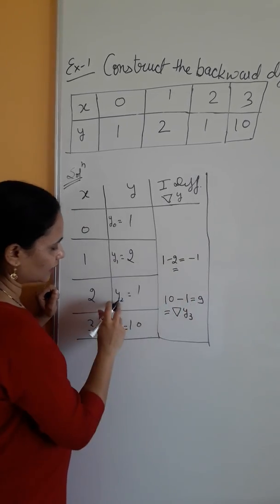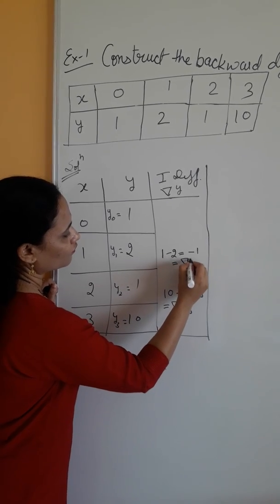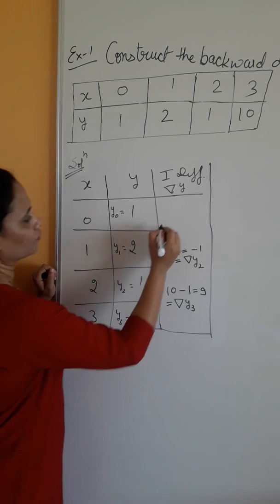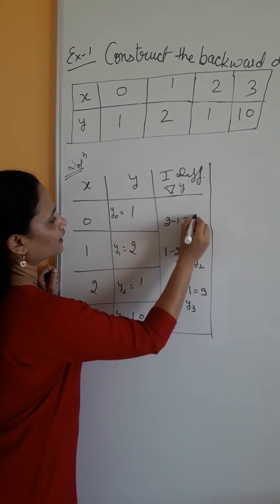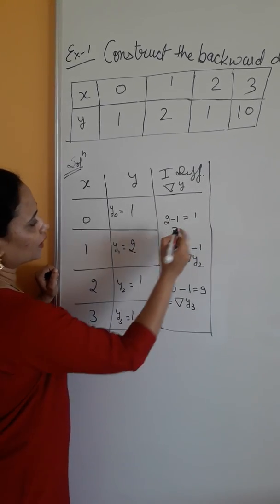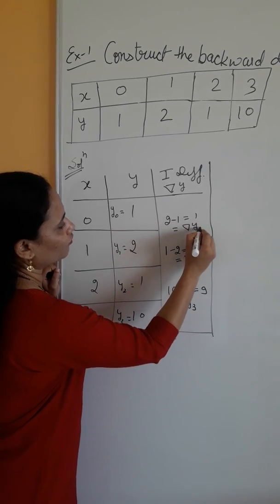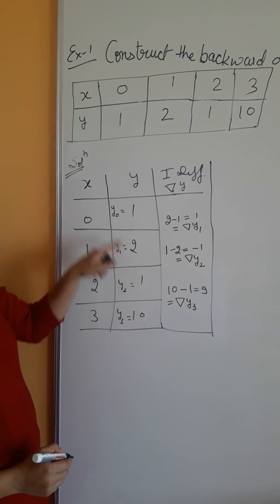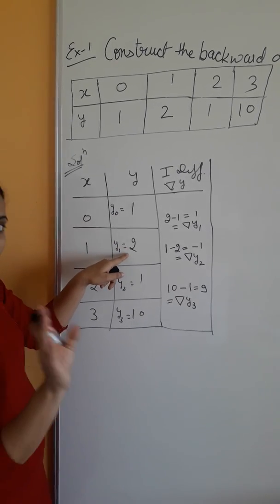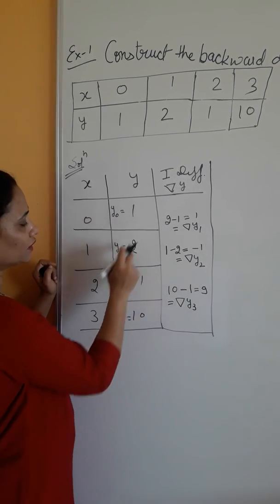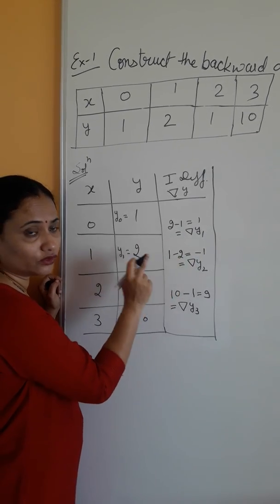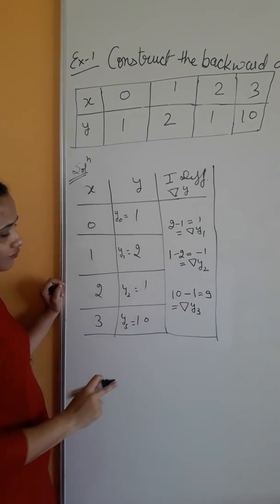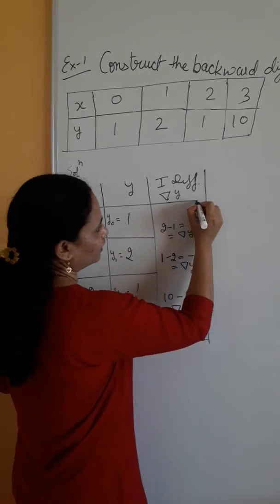Now here 1 minus 2, that is equal to minus 1. What is this value? That is nabla y2. Then 2 minus 1, that is 1, that is equal to nabla y1. So you remember that you have to take this value first. If you are going in this direction while computing, you should also remember that you have to take y1, that final value, here to denote that first backward difference. So these are all first backward differences.